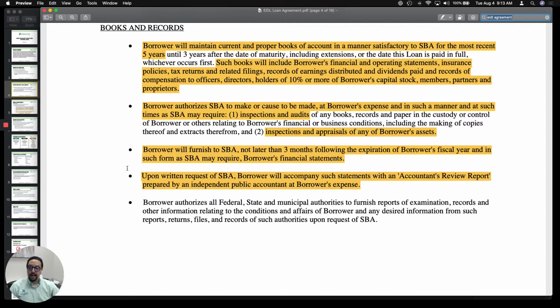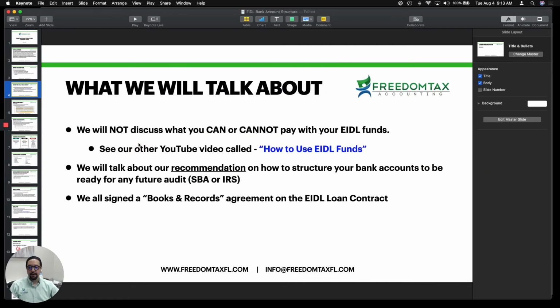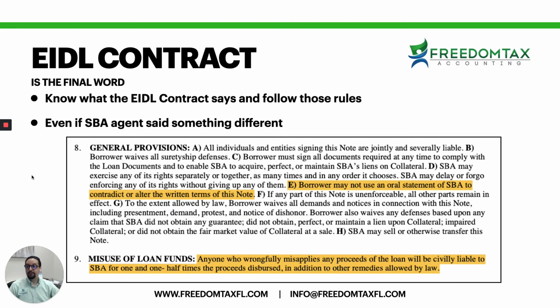Some SBA agents told us yes, some SBA agents told us no, some SBA agents told us they don't know. Okay, but that is what the contract says. And why is it important that the contract says that? Because the contract is the final word.